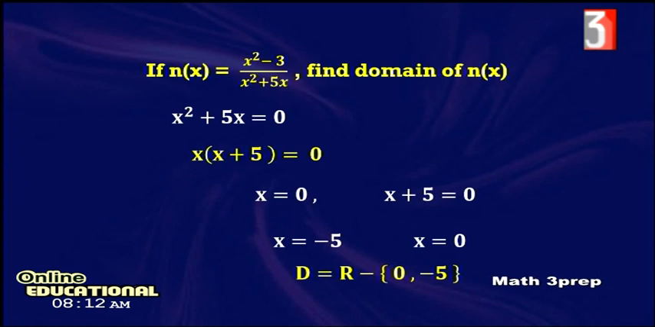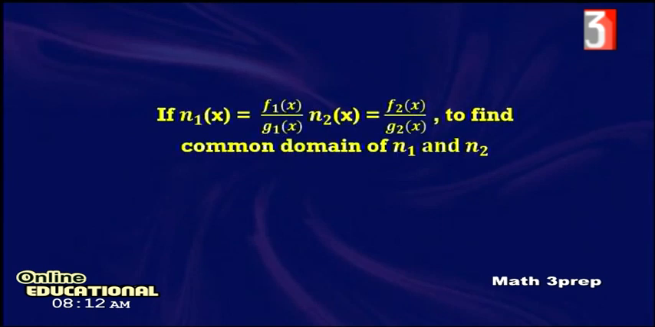Let us have another example. If n1 of x equals f1 of x over g1 of x, and n2 of x equals f2 of x over g2 of x, and you have two algebraic fractional functions, I want you to find the common domain between these two algebraic fractional functions. First of all, you are going to divide this problem into two parts. The first part is n1 of x. Try to find its domain.